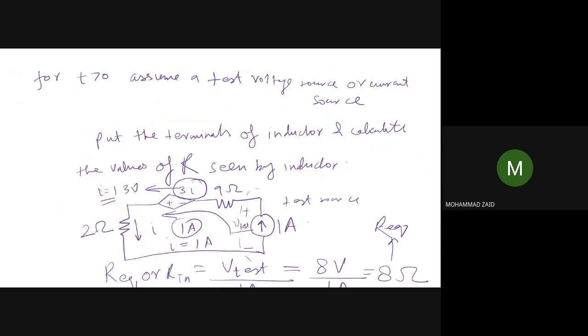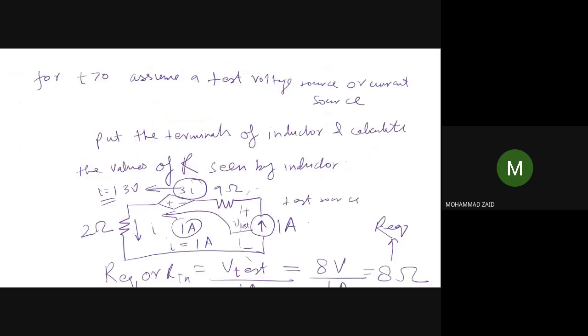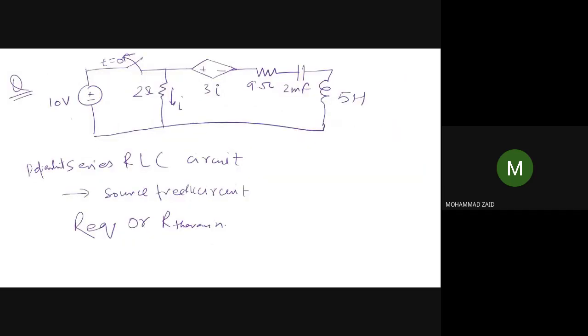Now, once you have calculated all this for this circuit, we need to go for the calculation of alpha. Since it is a series circuit, alpha is equal to R by 2L, and that is equal to 0.8 second inverse, and omega naught is equal to 10 radian per second. The values are already shown here in the circuit: this is 2 ohm, this is 9 ohm, this is 2 millifarad, and this is 5 Henry.